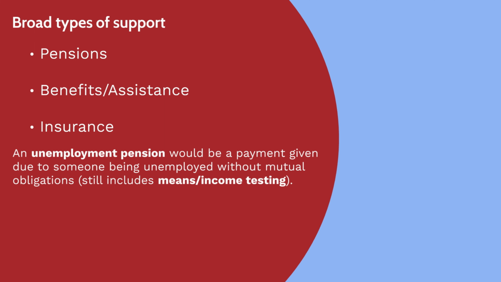There'll be means and income testing, which means that you look at how much they have in terms of assets and how much income they're earning even though they're not working. They might have interest income from a bank or dividends from shares. You still take that into account, but there's no mutual obligation. It's a pension. You are unemployed, ergo you get it. You don't have to meet obligations.